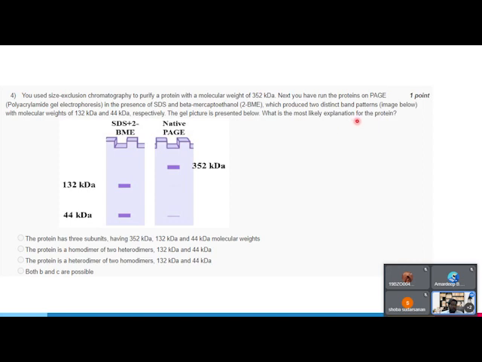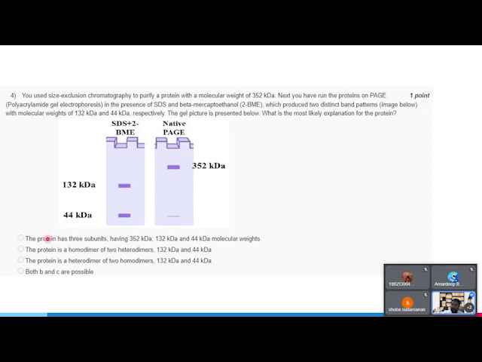Which is the most likely explanation for the protein? So what you have done is that you have run a native PAGE here, or just size exclusion chromatography here, followed by an SDS PAGE of the same protein. In the first run, you see one band corresponding to 352 kilodalton, and in the second you observe two bands with respect to 132 kilodalton and a 44 kilodalton band. So we are asked what is the most likely explanation for the entire thing.